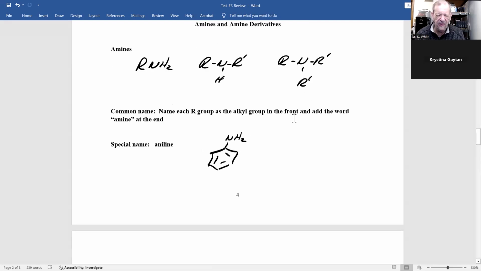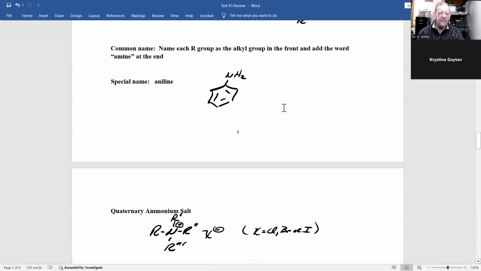Now, there's one special amine I asked you to learn. When you have a nitrogen with 2 hydrogens and a benzene ring, that's called aniline. That's both the common and the IUPAC name. And aniline is used in our chemical industry to make many, many important things, which I'll talk about later in the semester.